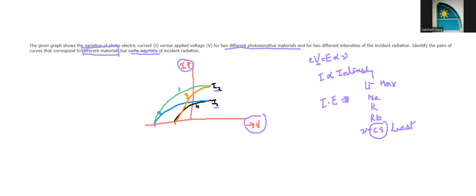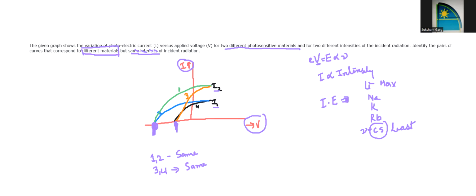This is one material and this is another material. So curve 1 and curve 2 are the same material. In the same way, curve 3 and curve 4, they are also the same material. Why same material? Because they are on the same energy level.